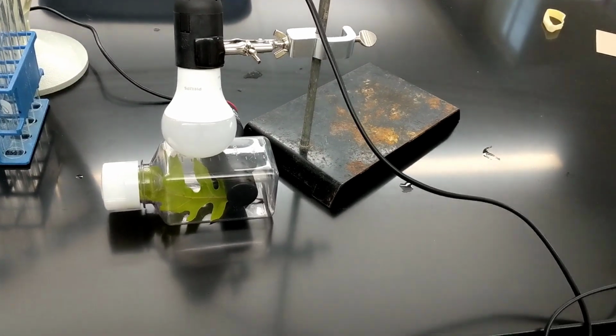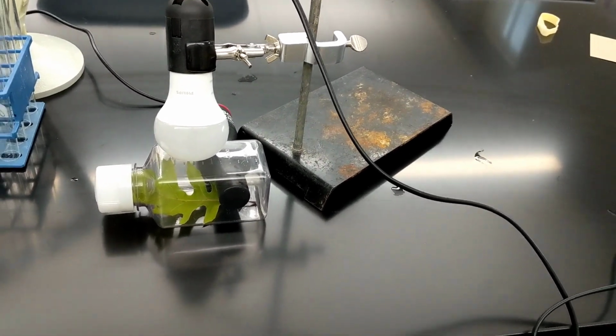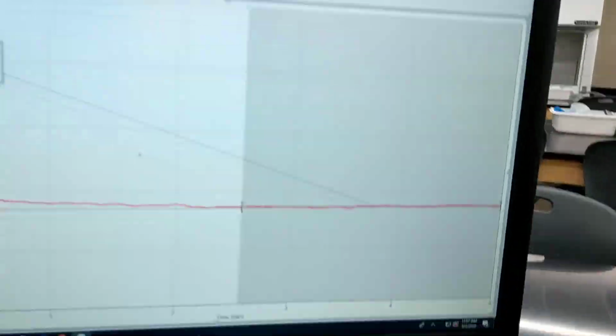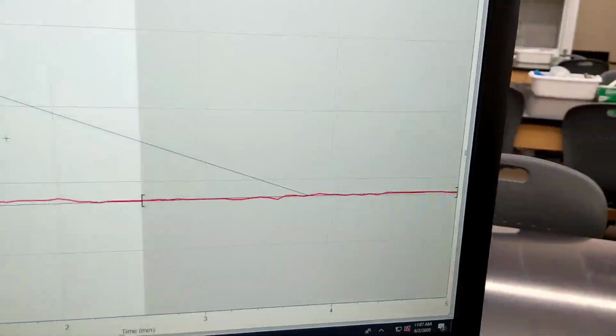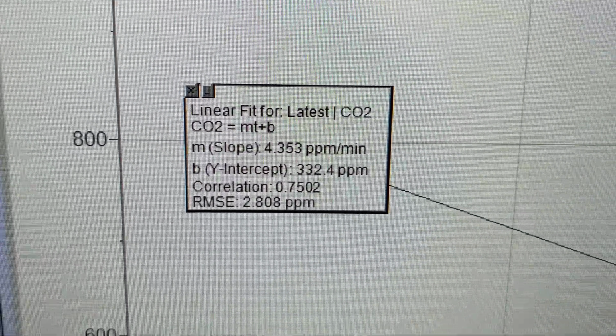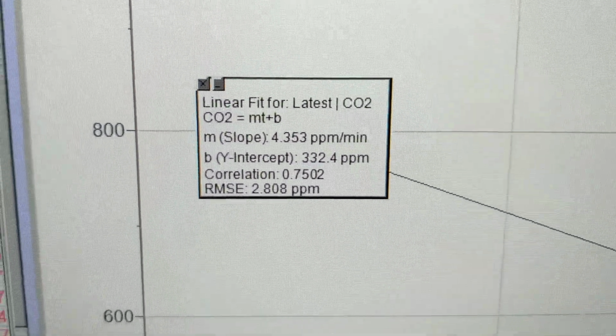Okay, we're back in lab a few minutes later here. We've had the leaf sitting in essentially darkness. I didn't wrap it in foil, but this room is pretty dark to that leaf. It's not able to photosynthesize with just those lights up above. And I let this data run for 5 minutes, and we can look at what happened. And now we have a slope that is 4.353 parts per million per minute.